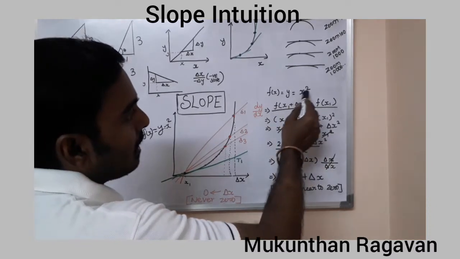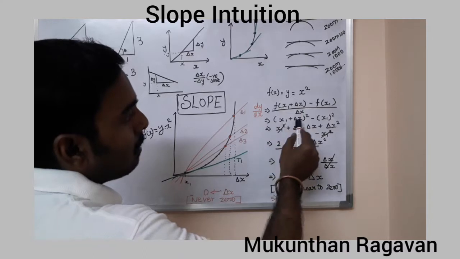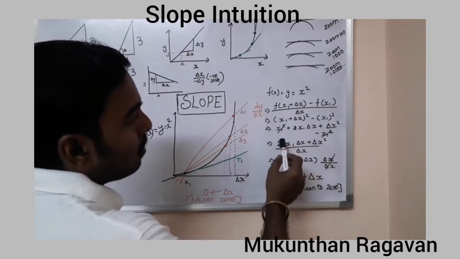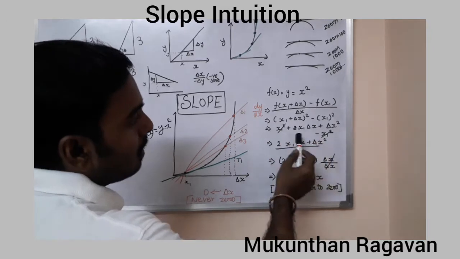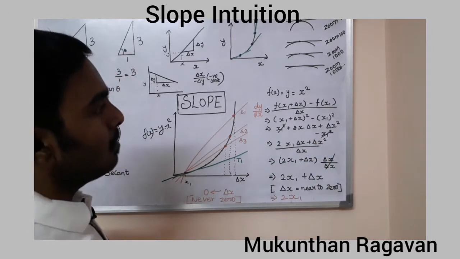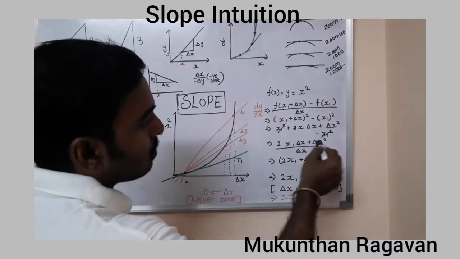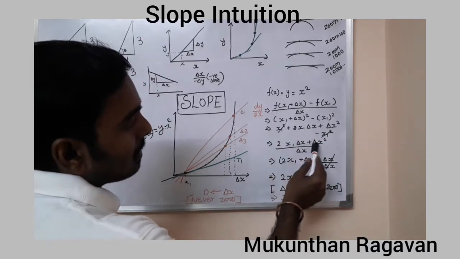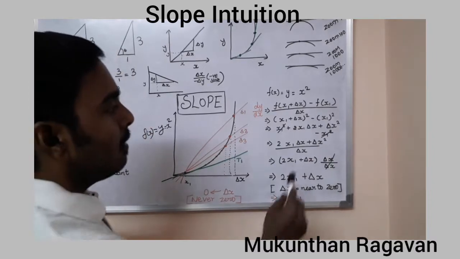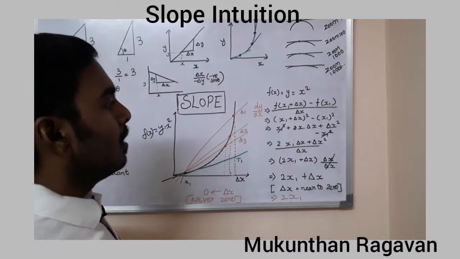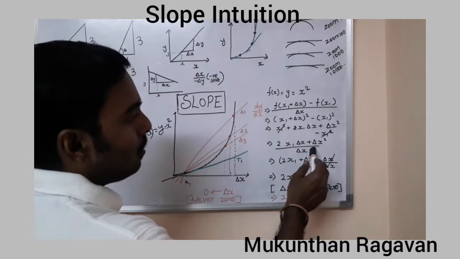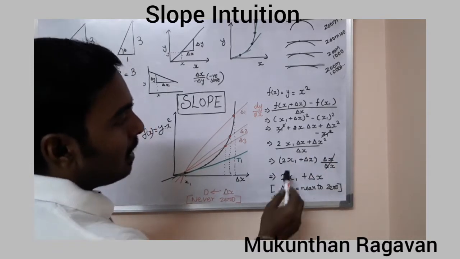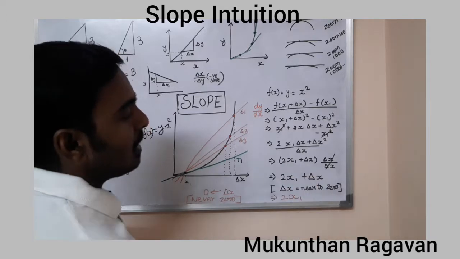Now our equation is x squared, so the entire value will be squared, x1 plus delta x whole squared. Then a plus b whole square is a squared plus b squared plus 2ab, the same concept will come. Then if you cancel the x1 squared and minus x1 squared, you will have 2x1 delta x plus delta x squared divided by delta x. In this equation, if you take the delta x outside, the delta x and delta x will be cancelled and you get 2x1 plus delta x.